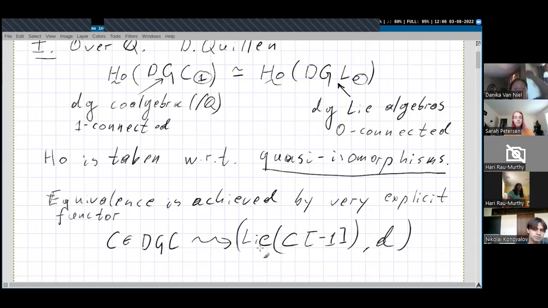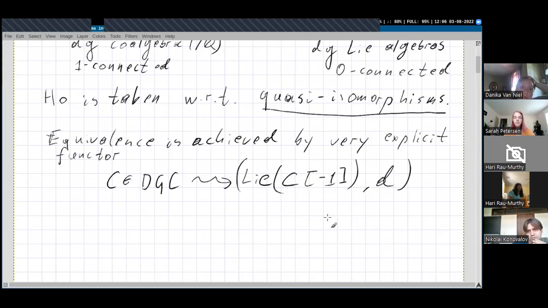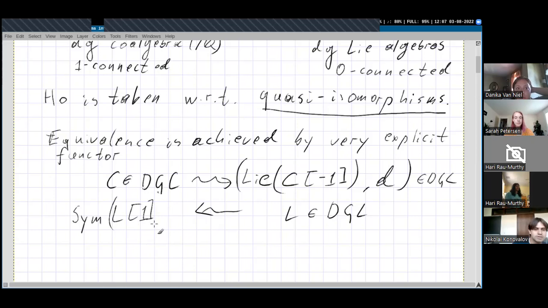On the opposite side, if you have a Lie algebra, how do you produce a coalgebra? You again take a shift, I guess in this case by one, but I'm not sure, and take the free symmetric coalgebra, and again endow it with a differential, which is a combination of the Lie bracket and the differential in L. All of that is very explicit, and this is how this equivalence is achieved. So this is a reminder. Any questions so far?